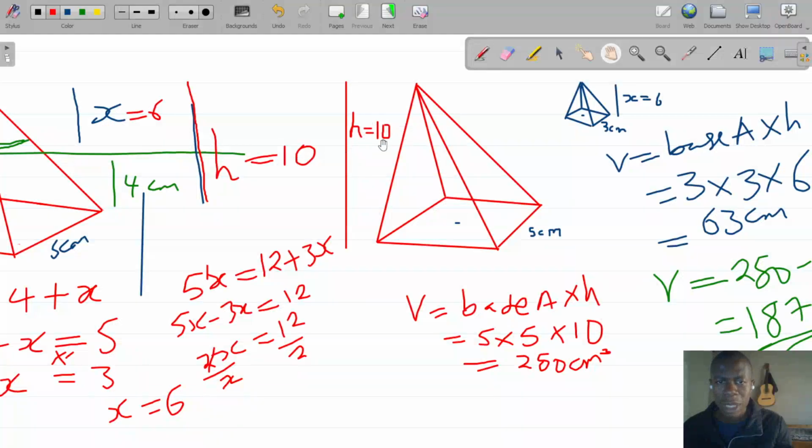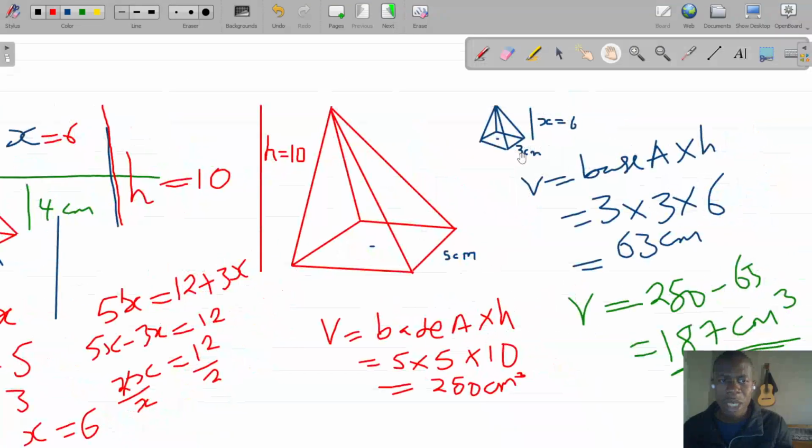H is 10, we replace 10 there. The base is 5. Same applies to this one. We have 3 centimeters as the base where it was cut from, then the x, which is 6. Then we calculate the volumes and subtract. So that is it. See you in the next lesson.